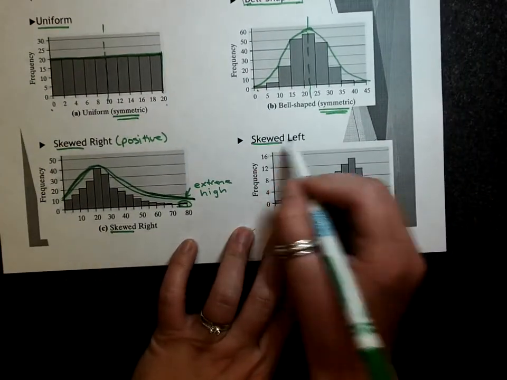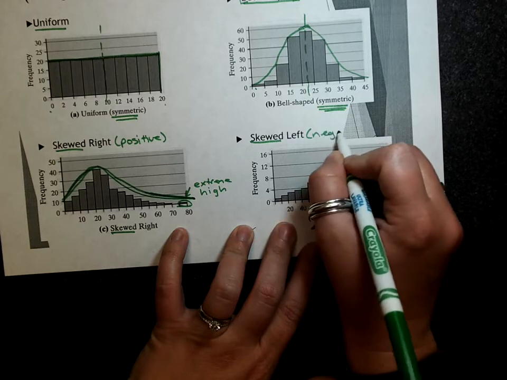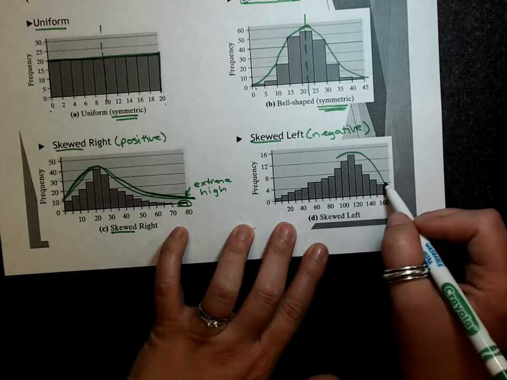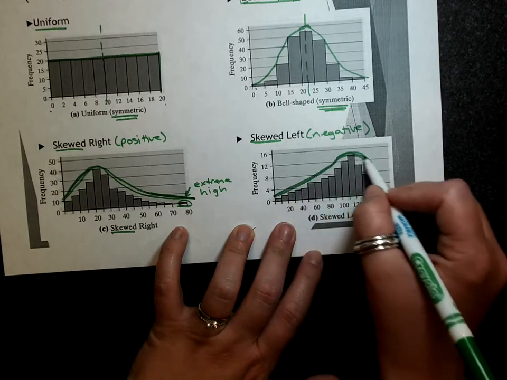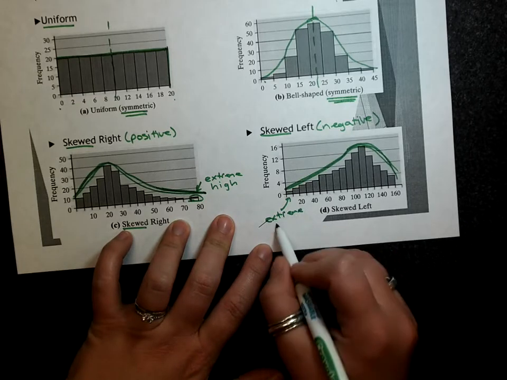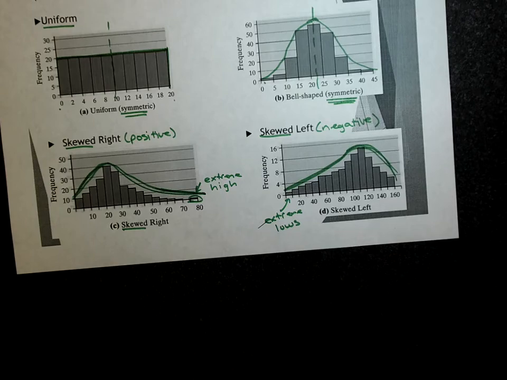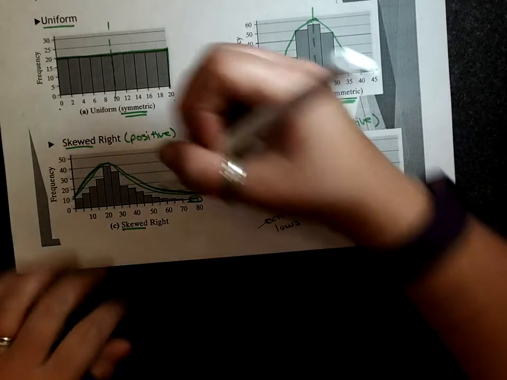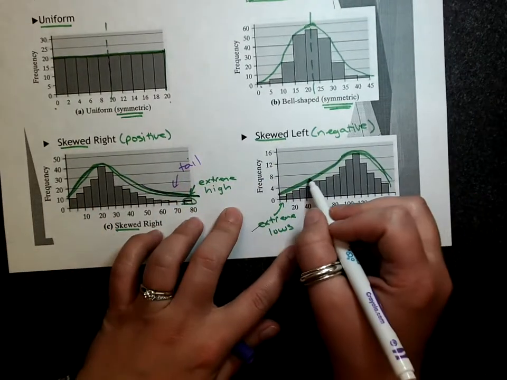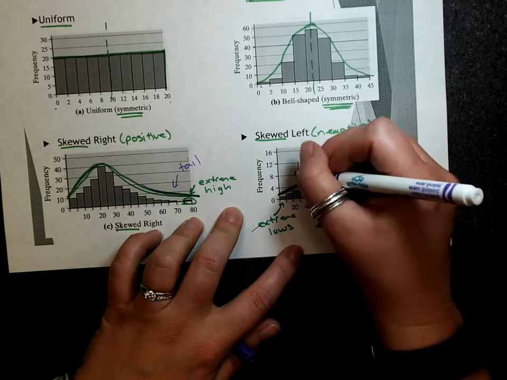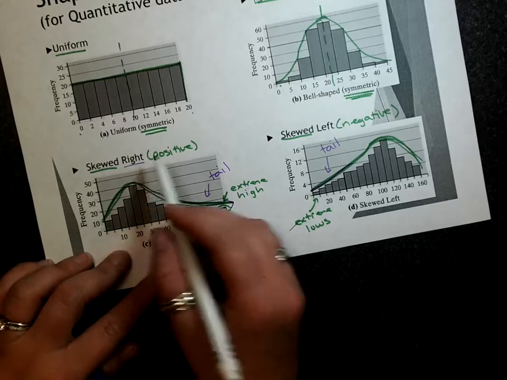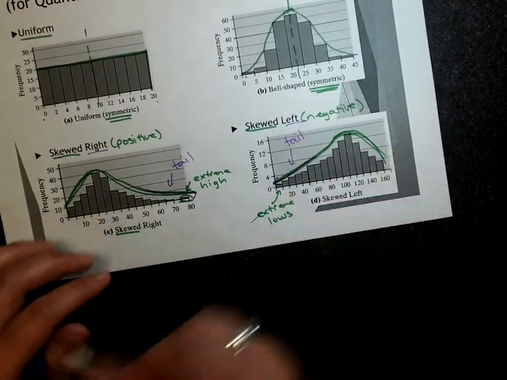Similarly, you have skewed to the left, which is sometimes called skewed negative. That's when the majority of your data are generally higher and you have a few extreme lows, and those extreme lows are pulling your tail. So the part of the curve that kind of tapers off, that is called a tail. So the tail goes to the right for skewed right, and the tail goes to the left for skewed left.